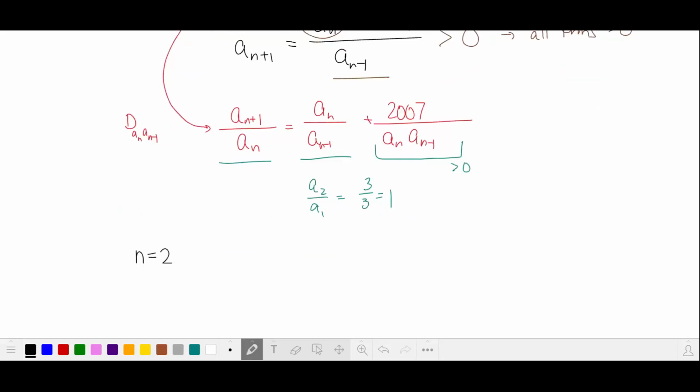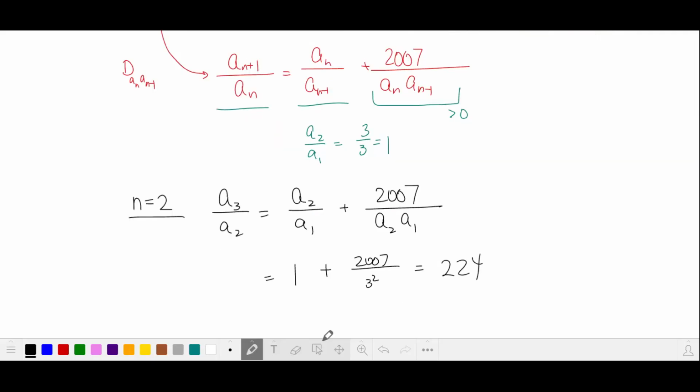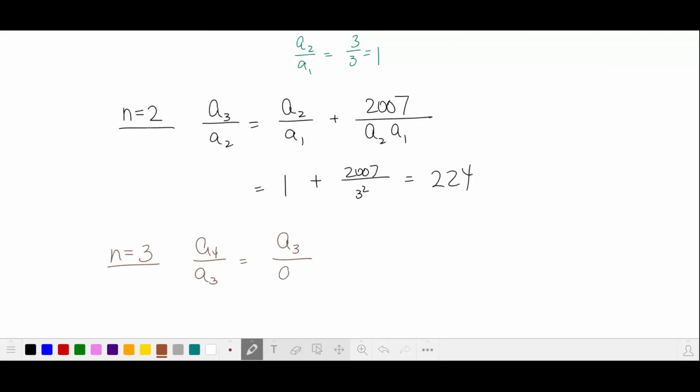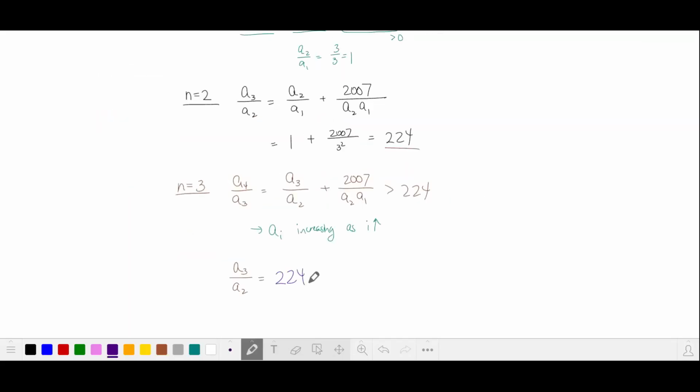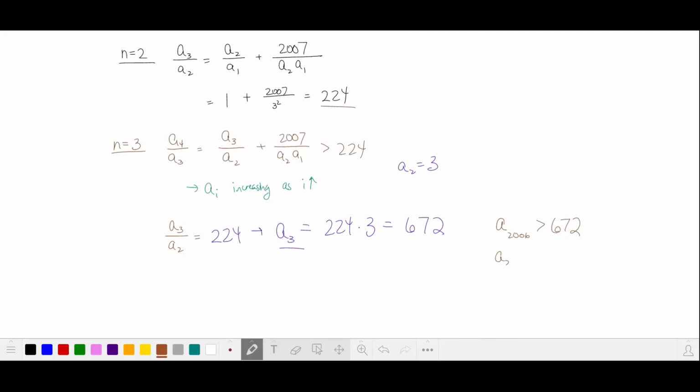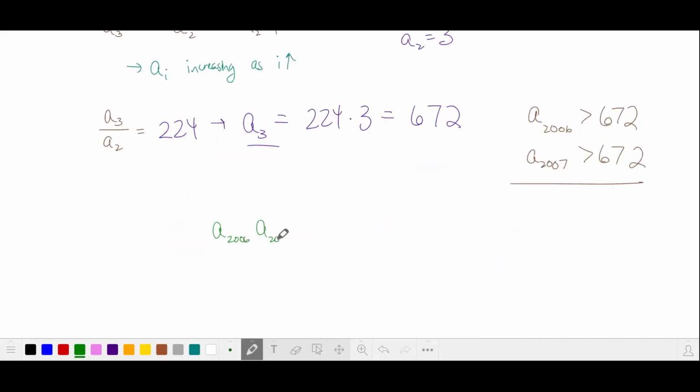For example, when n equals 2, we have a3 over a2 is a2 over a1 plus 2007 over the product a2, a1. This adds up to 224. The next ratio, when n is equal to 3, we're going to take the previous ratio, 224, and add another positive number to it. These consecutive ratios are always increasing, so our a sub i's are increasing as i gets bigger. a3 over a2 was 224. Solving for a3, where a2 is equal to 3 again, this is 672 for the third term. So we know that a sub 2006 and 2007 are going to be bigger than 672. If that's the case, then their product, a 2006 and 2007, is going to be greater than 672 times 672.